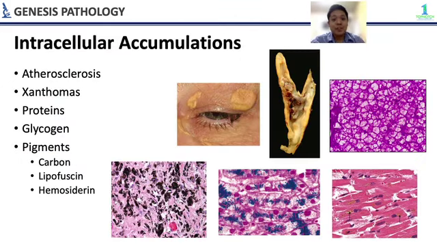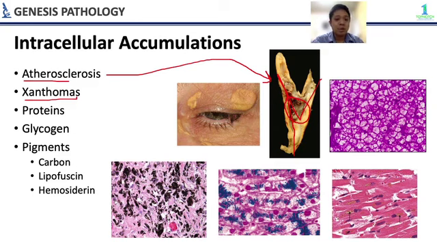And lastly, we have intracellular accumulations. So first, we have atherosclerosis and xanthomas, which are intracellular accumulations of cholesterol. So for example, atherosclerosis of the arteries. So this one is carotid artery. So as you can see here, may bifurcation. Tapos, nag-accumulate siya dun sa bifurcation.